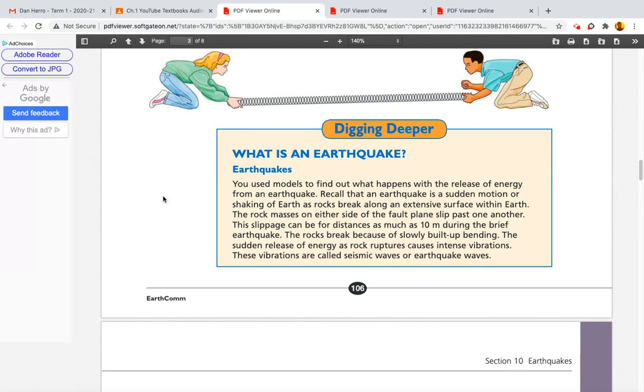Recall that an earthquake is a sudden motion or shaking of Earth as rocks break along an extensive surface within Earth. The rock masses on either side of the fault plane slip past one another. This slippage can be for distances as much as 10 meters during the brief earthquake. The rocks break because of slowly built up bending. The sudden release of energy as rock ruptures causes intense vibrations. These vibrations are called seismic waves or earthquake waves.